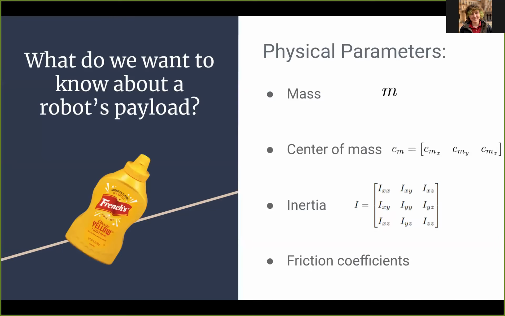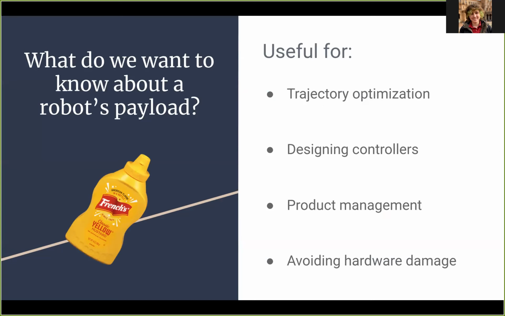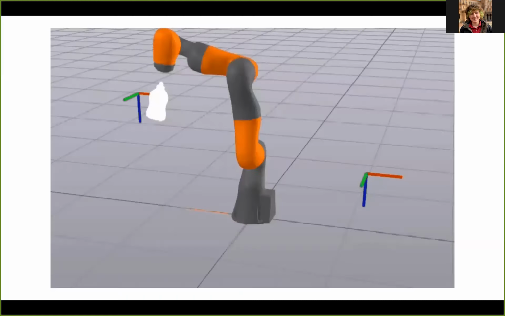We define the physical properties of a robot's payload as the mass, center of mass, the inertia tensor, and coefficients of friction, although we won't be focusing on those in this project. These can be used for trajectory optimization, controller design, identifying a product, if say in a warehouse scenario, or avoiding hardware damage by running against the robot's torque limits.